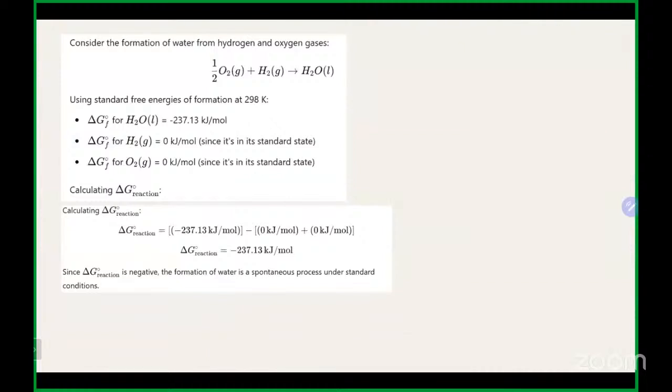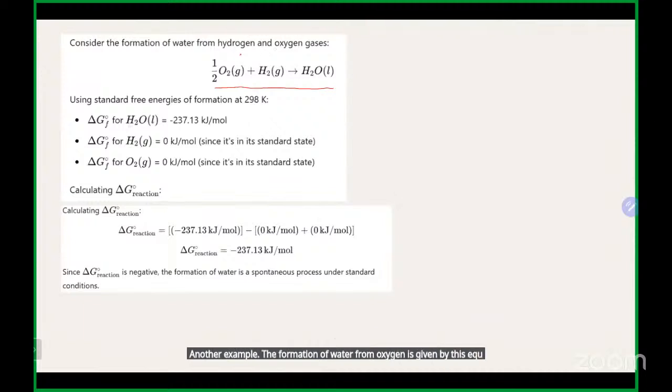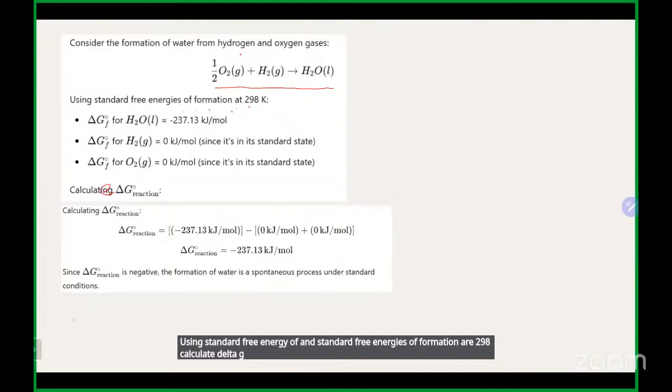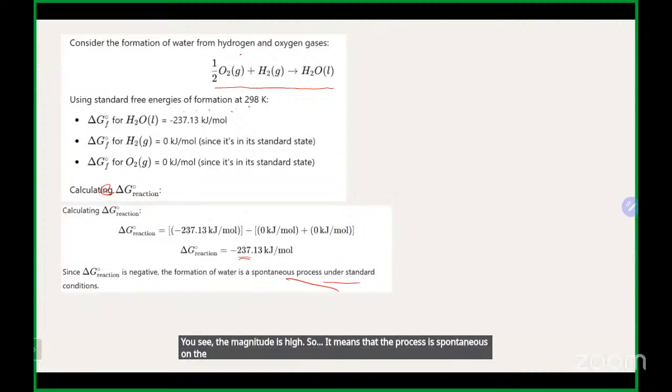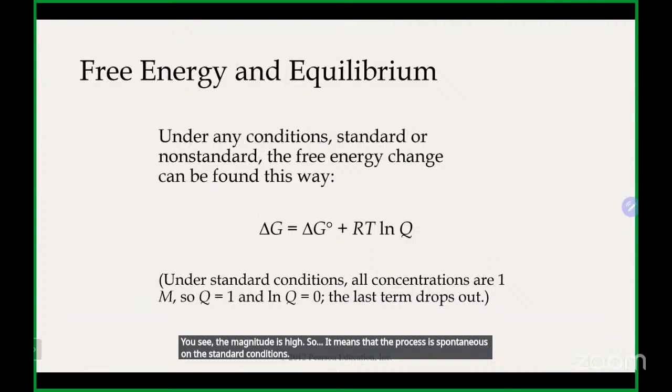Another example: the formation of water from oxygen and hydrogen is given by this equation. Using standard free energies of formation at 298 K, calculate delta G for the reaction. You see, the magnitude is high, so it means that the process is spontaneous under standard conditions.